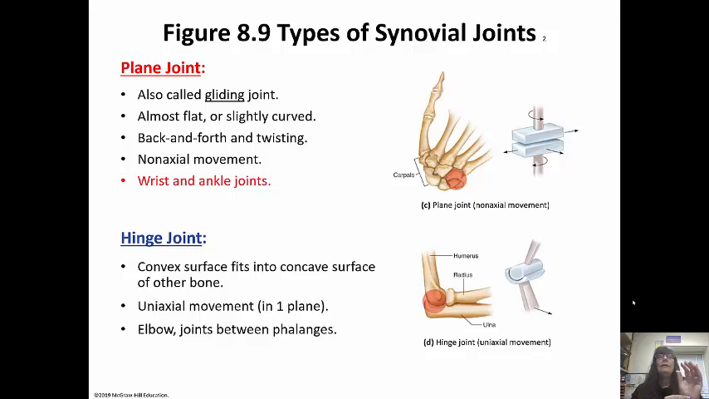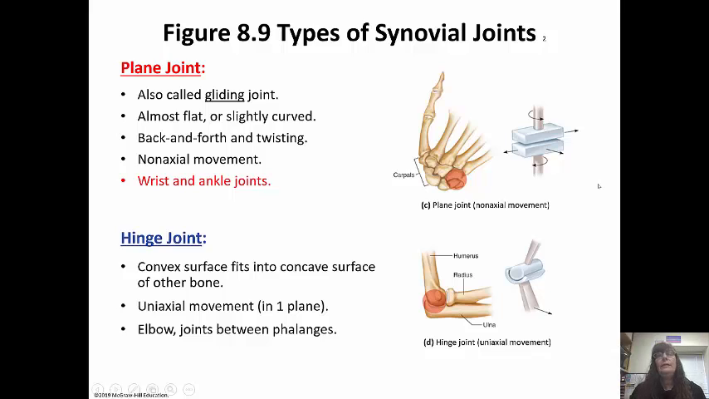Now, if you think about it, our wrist, those bones have to move a little bit, but they're really close together and they don't really move a lot. They have to provide some give, so to speak, so that they're not breaking all the time. But they don't move a ton. So that's why they are plane joints or gliding joints. Just think about it as they just glide along each other a little bit.